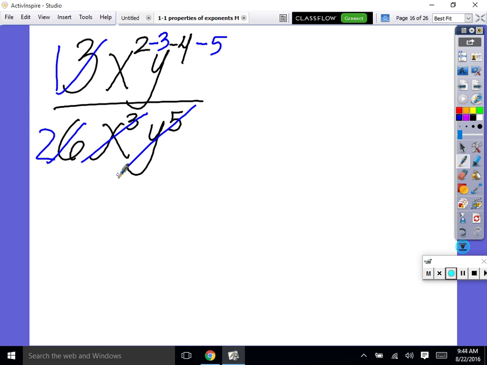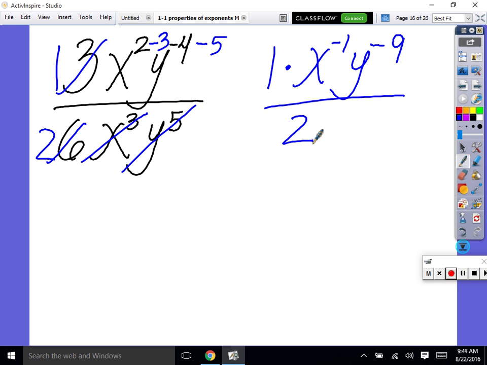Okay, so on top we have a 1 times x to the 2 minus 3 is -1. Y to the -4 minus 5. Isn't that -9, guys? And on bottom, we have a 2 left, and that's it for right now, right? You rewrote it? You get what I'm doing? I can't tell. Okay. So now we'll simplify it.